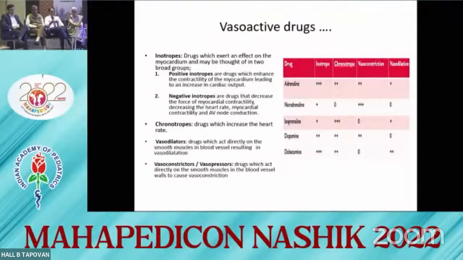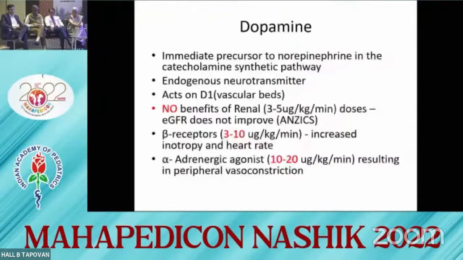We have a plethora of drugs: adrenaline, noradrenaline, isoprenaline, dopamine, dobutamine. Positive inotropes are the ones which increase the contractility of myocardium. Negative ones decrease the myocardial contractility. Chronotropes are the ones which increase the heart rate. Vasodilators act on the smooth muscle, causing vasodilatation. And vasopressors constrict the smooth muscles, leading to vasoconstriction.